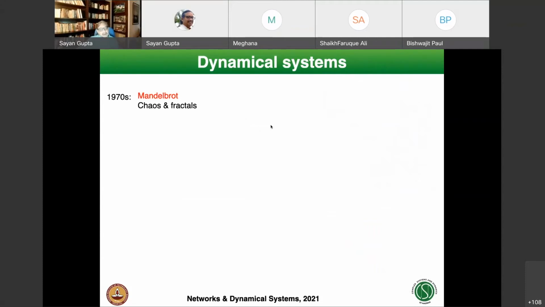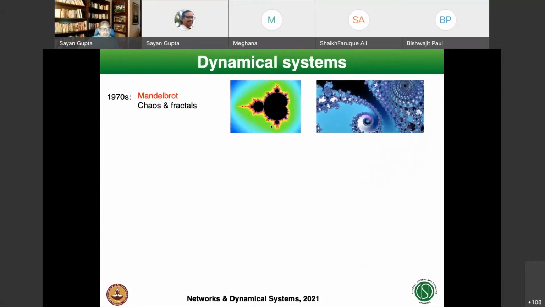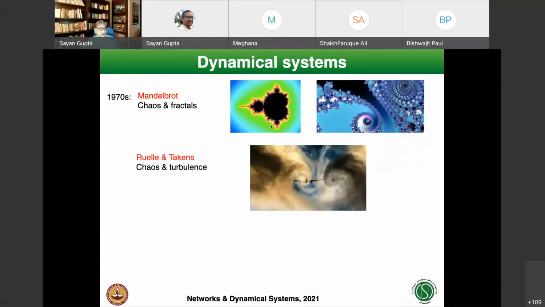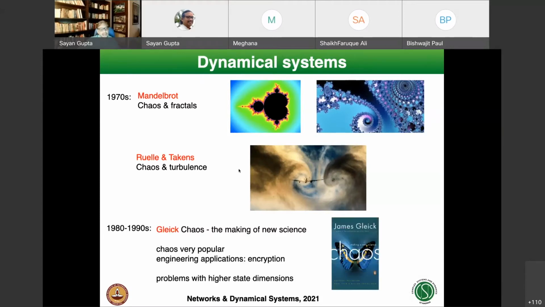then we had Mandelbrot, who carried on his studies on chaos further and came up with these fractals and these beautiful diagrams, pictures. Then it really went on. Now, Ruelle and Takens observed chaos in fluid dynamical problems. So here we have a picture where you can see the vortical structure in the wake of an aircraft. And then chaos really became very popular in the late 80s and 90s, especially after the publication of this popular science book by James Gleick.